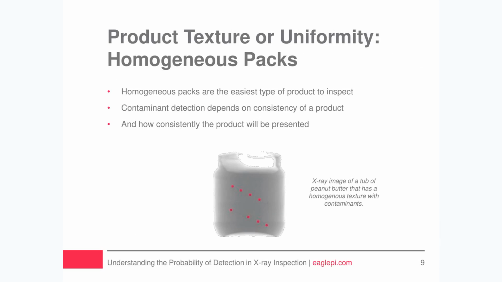Homogeneous packs are the easiest type of product to inspect, since a consistent product means small absorption changes can be readily detected. Contaminant detection depends on how consistent the product is and how consistently it will be presented.